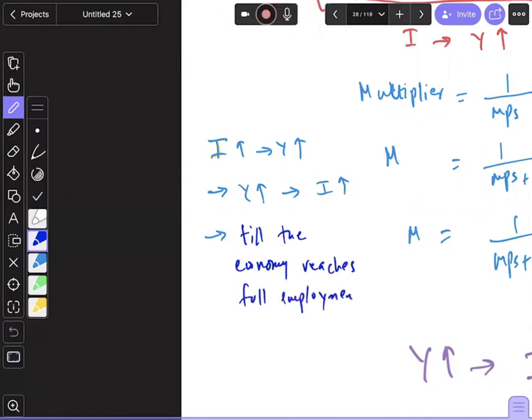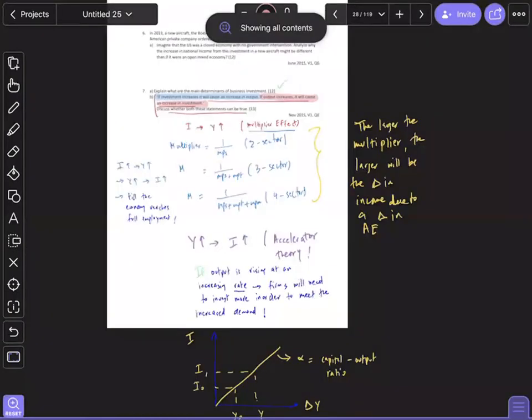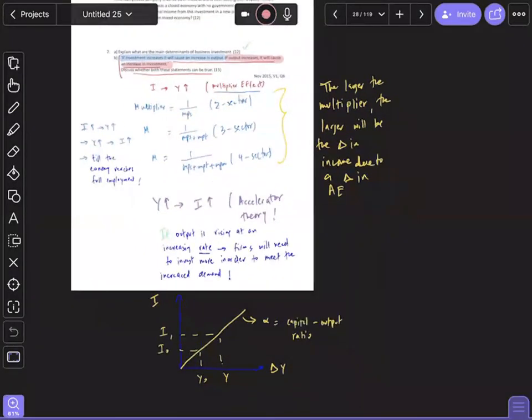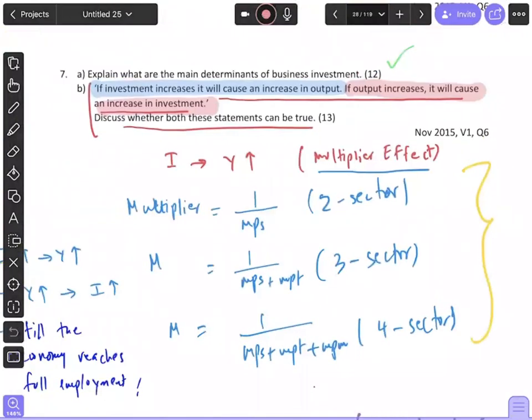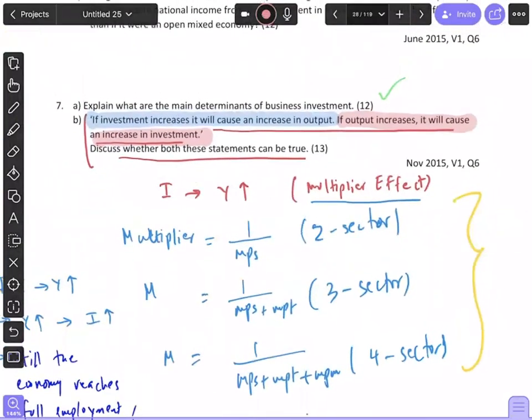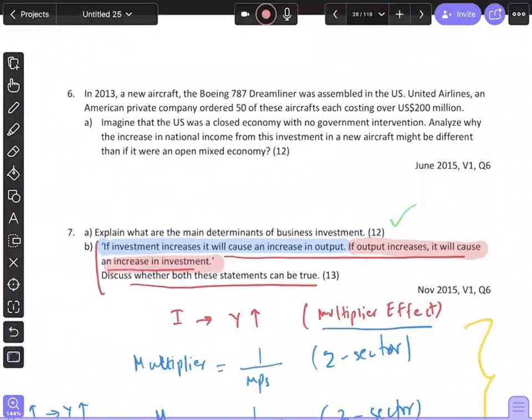Makes sense? So when the economy reaches full employment, that is the point where one would argue the economy doesn't have further capacity to grow, and that could be a problem. So discuss whether both these statements can be true, and the answer is yes, they can be true. However, there is a limit to how much they can let the economy grow. Okay. Do we have any questions?